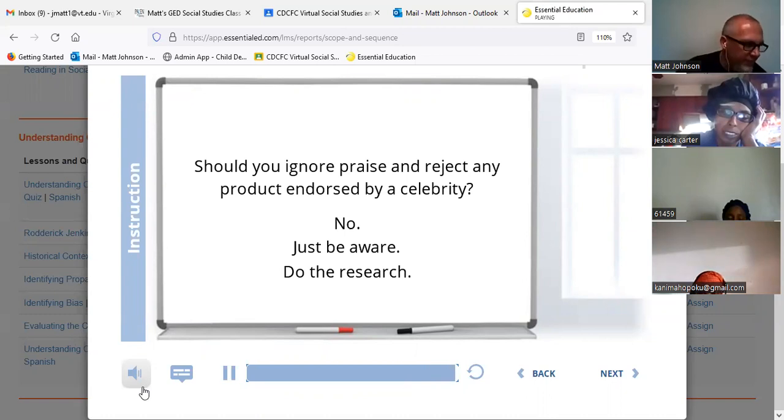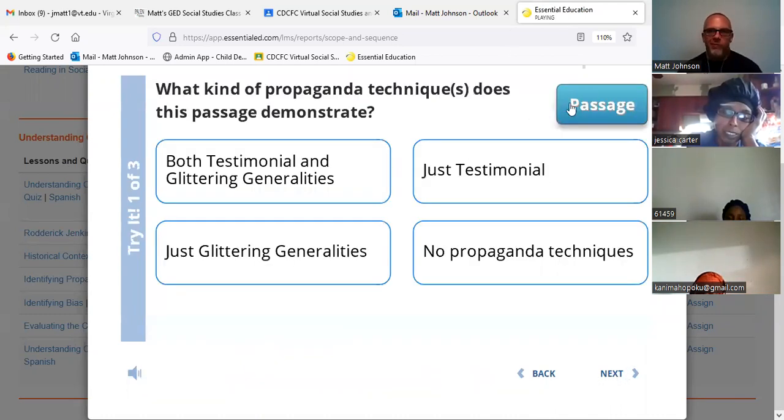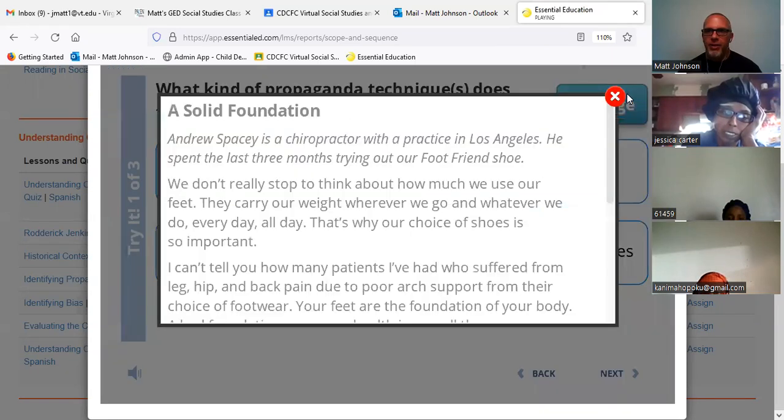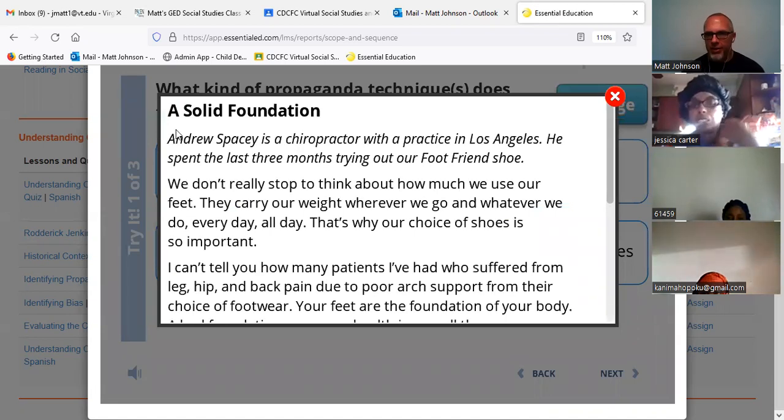So, you ready? Let's see if you can identify an appeal to association. All right, here we go. We'll practice a question here. Let's see what we got. What kind of propaganda techniques does this passage demonstrate? All right, let's see our passage here. So it says, Andrew Spacey is a chiropractor with a practice in Los Angeles.